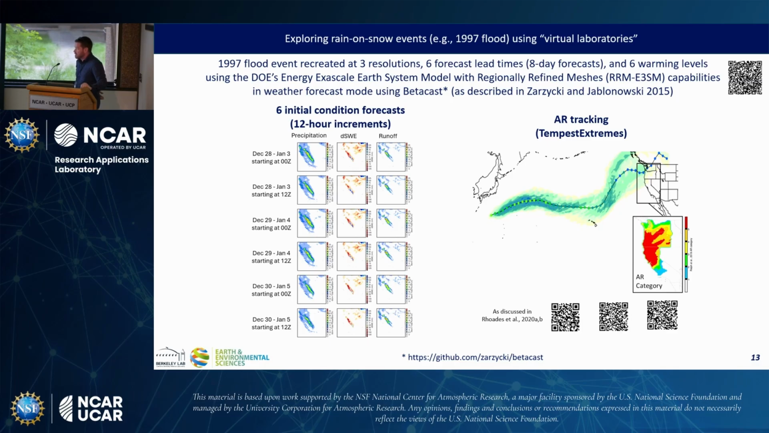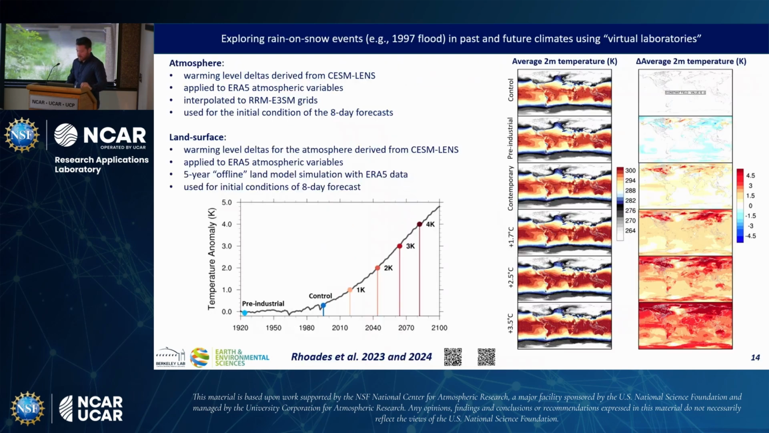AR category scale. These AR category scales are useful in giving water managers an understanding of whether this AR event would produce flooding primarily, or would be mostly beneficial and replenish reservoirs. So we have a bunch of workflows, if you're interested, using Tempest Extremes to calculate all these different things. And I'll show some plots later on with the 97 flood using these techniques.